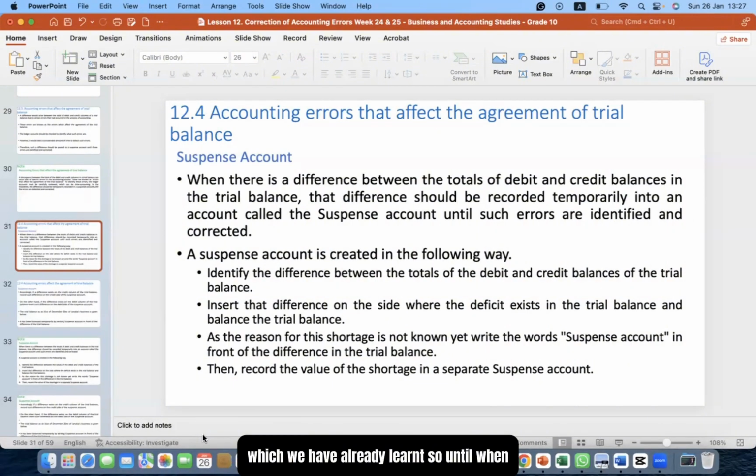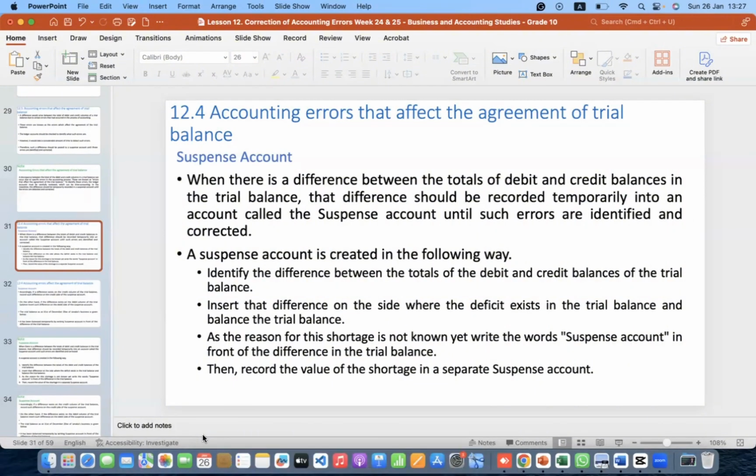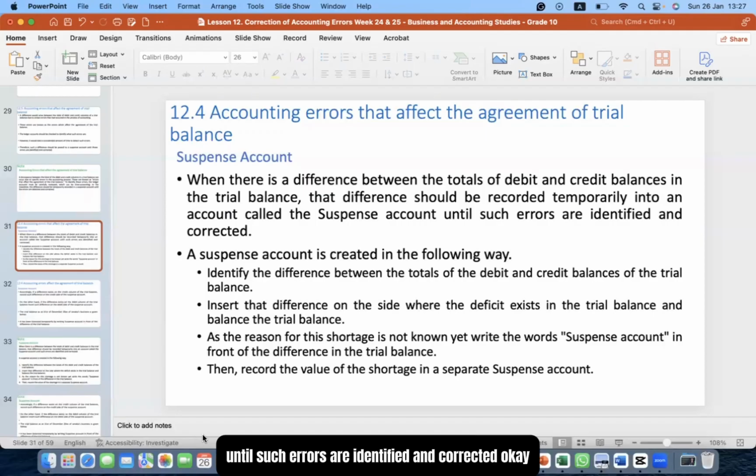So until when? Until such errors are identified and corrected. Okay, so a suspense account is created in the following way. So how are we going to create the suspense account? Identify the difference between the total of the debit and the credit balance of the trial balance.